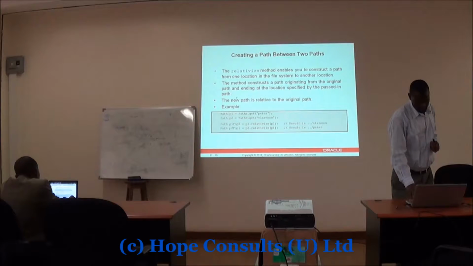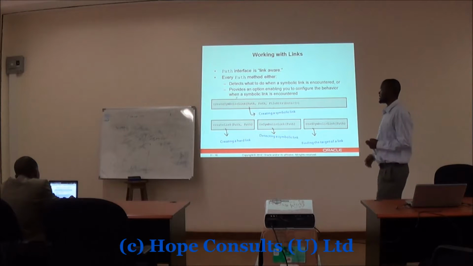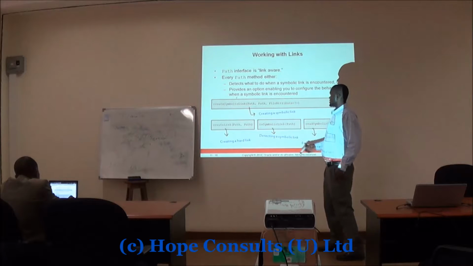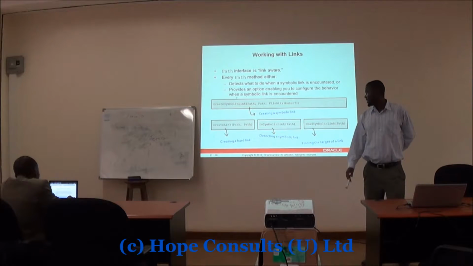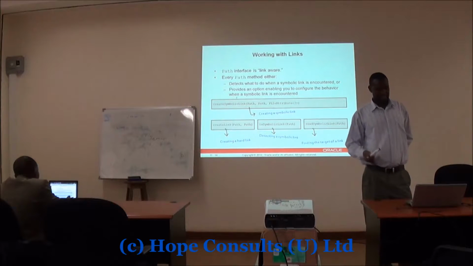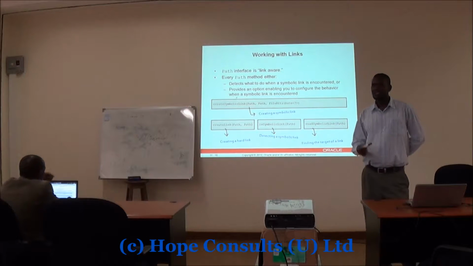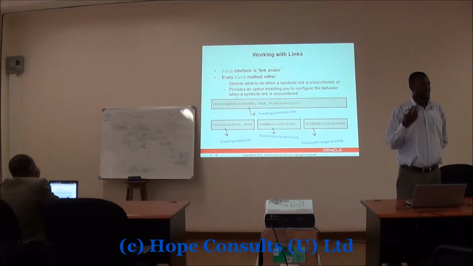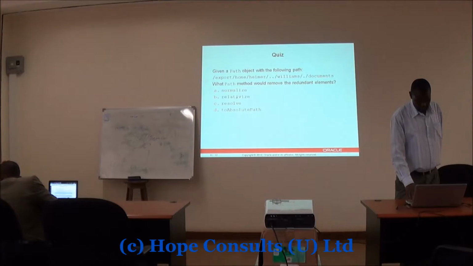Then you can create paths between two paths, which you can do all with links. If you have links like here, you can create a symbolic link from there. And you can also detect if a path that has been passed to us is a symbolic link, a relative path, or an absolute path. You can be able to tell.